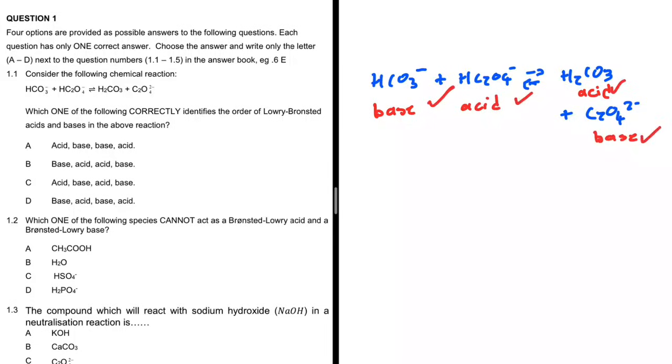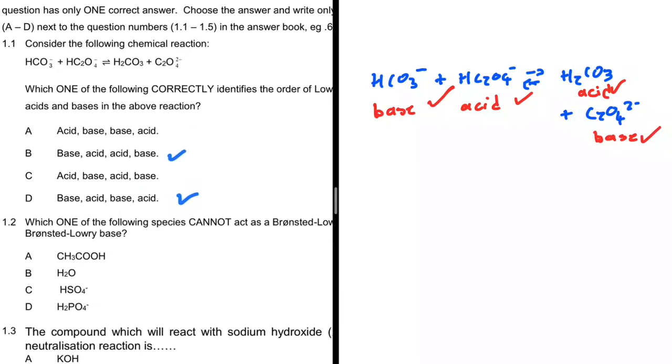So let's look at our question and see which option is that. B and D start with a base, followed by an acid, right? That is still true in both B and D. And then what fills the third spot is acid, so that is option B. So option B seems to be the correct answer here. We have base, acid, acid, base.